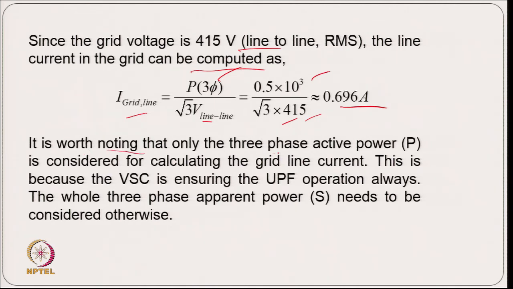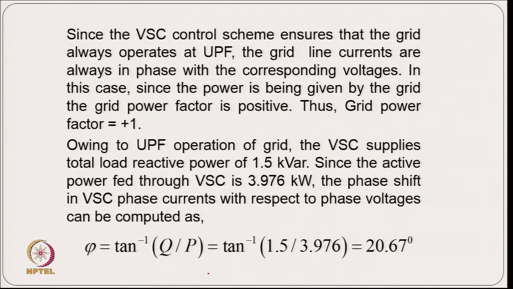It is worth noting that only the 3-phase active power is considered for calculation of the grid line current. This is because the VSC is ensuring unity power factor always, otherwise the whole 3-phase apparent power needs to be considered. Since the VSC control scheme ensures that the grid always operates at unity power factor, the grid line currents are always in phase with the corresponding voltage, and in this case the power is being given by the grid and the grid power factor is positive.